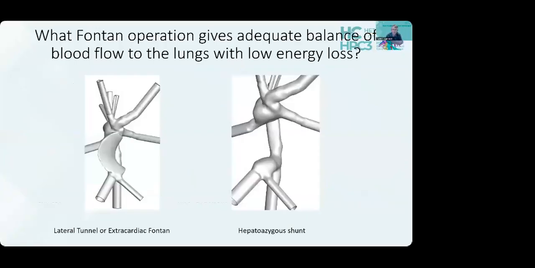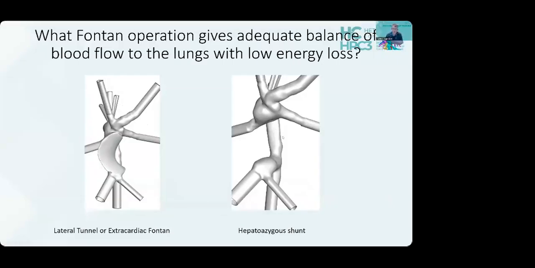And so the question then was, what Fontan operation gives adequate balance of blood flow to the lungs as well as low energy loss? And so certainly the first or standard consideration would be a lateral tunnel or extracardiac Fontan that incorporates the hepatic veins up into the pulmonary arteries. And also certainly we need to connect that azygous vein to the pulmonary arteries also. So that was one consideration.